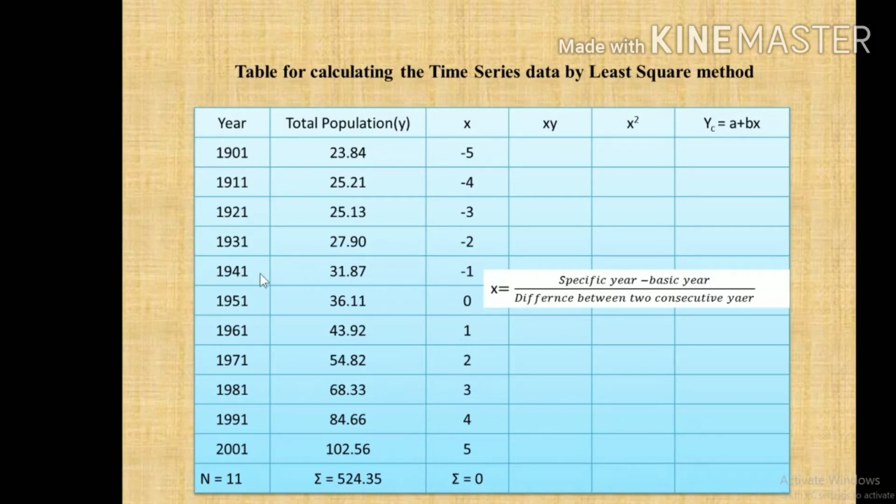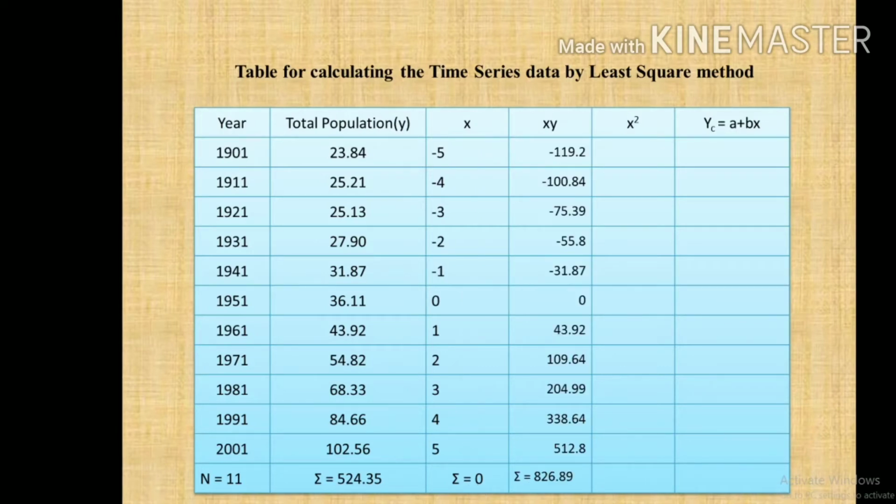In this way, you can calculate the x value for the year 1941. The specific year is 1941 and the basic year is 1951. That gives minus 10 divided by 10. Altogether it gives the result minus 1. In this way you have to calculate the value of x for all the years and do the summation of x, that is 0.